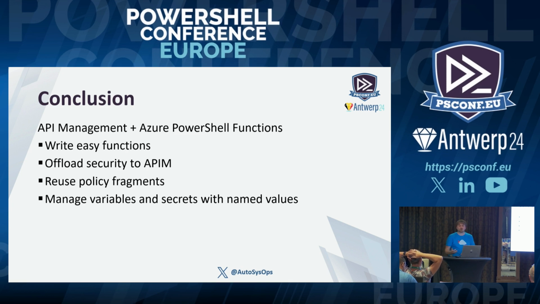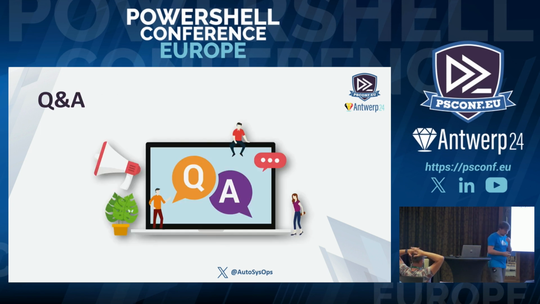I didn't show you, but the named values also have an option for secrets. So they're stored encrypted and they're not shown. So you can use secret values in there if you don't want to use a key vault. Personally, I think it's very, very useful. And I think we're almost out of time. So if there are any questions left, feel free to ask them now.